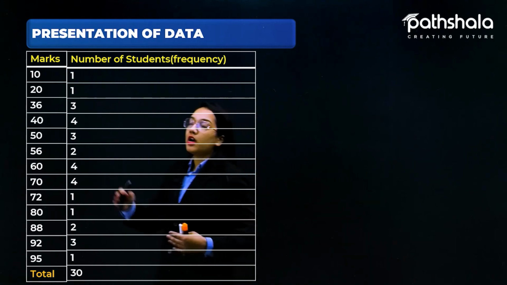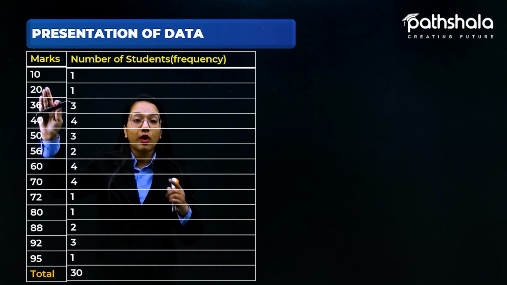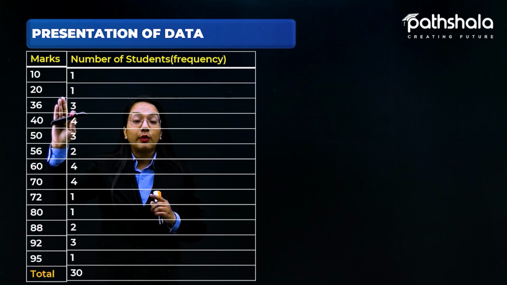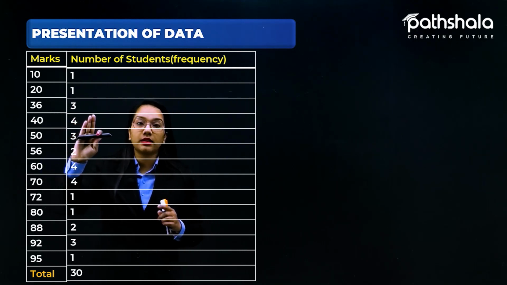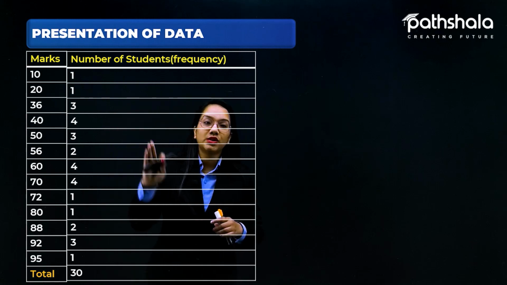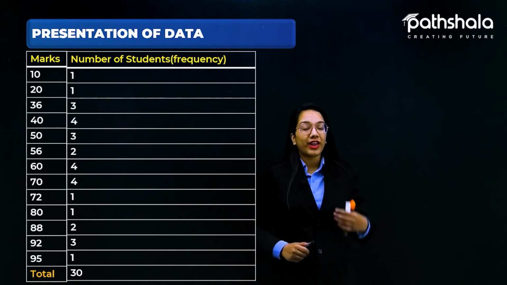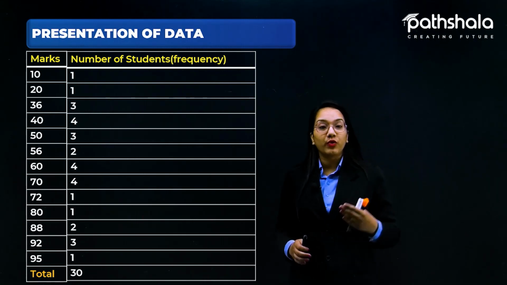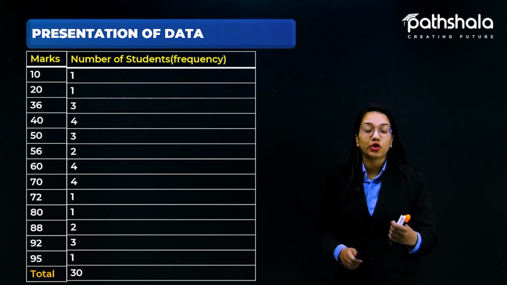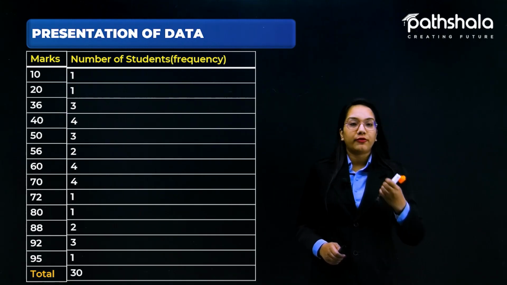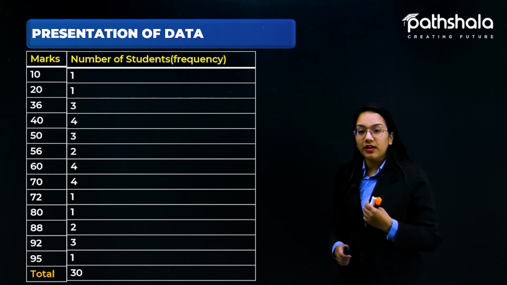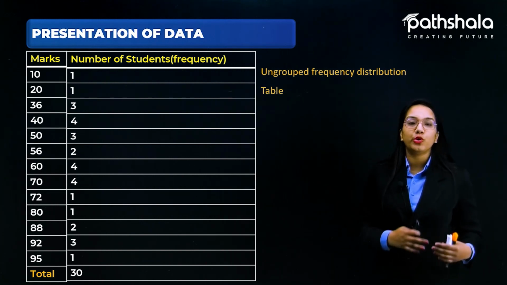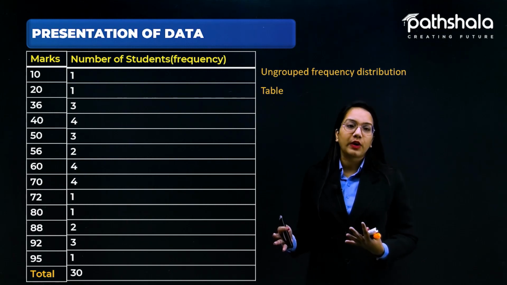As you can see, the number of students who have only 10 marks is only 1. So the frequency of 10 is 1, the frequency of 20 is 1, the frequency of 36 is 3, the frequency of 40 is 4, and so on. This is the way we can represent any kind of data using frequency, with which we can form a table, and such a table is called the ungrouped frequency distribution table, or many times we also call it a frequency distribution table.